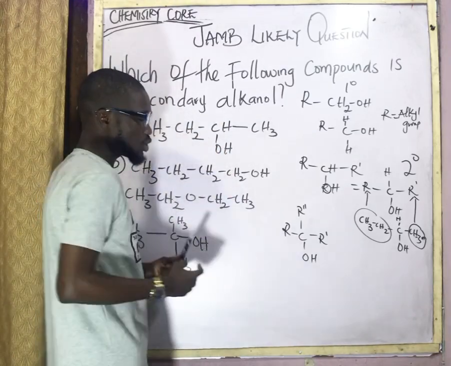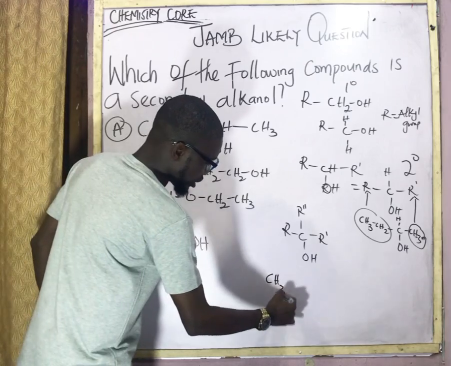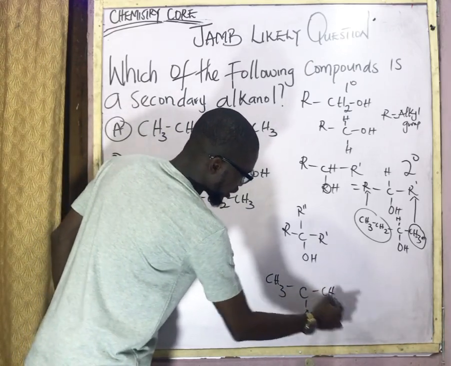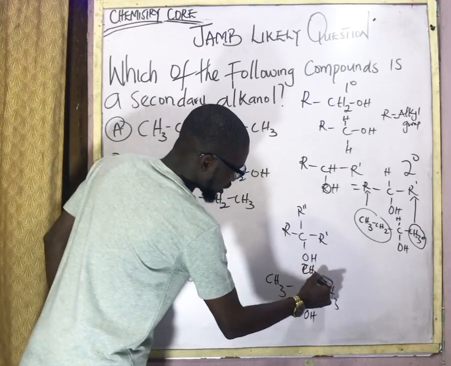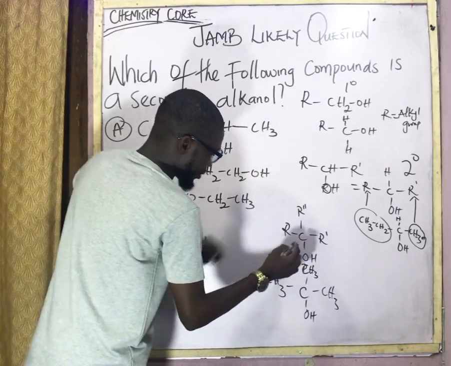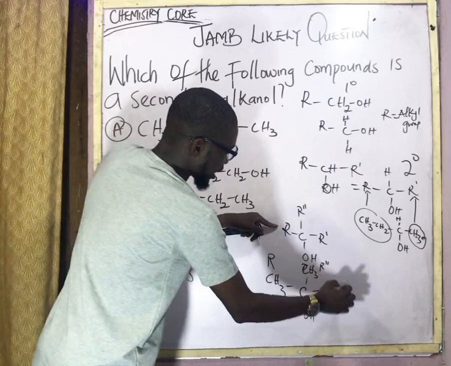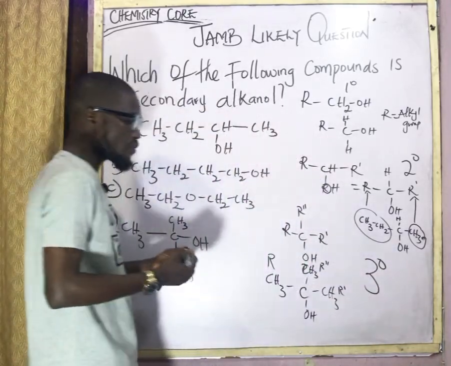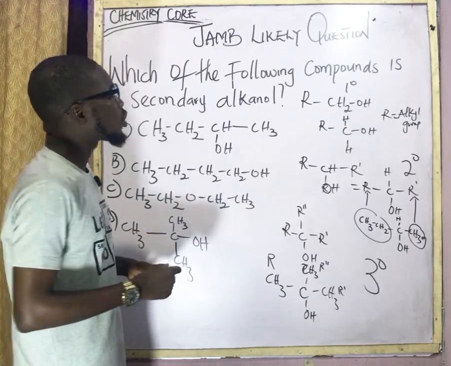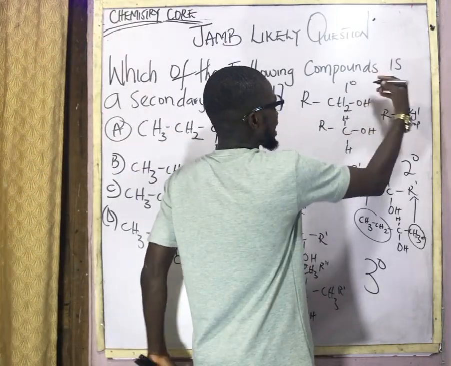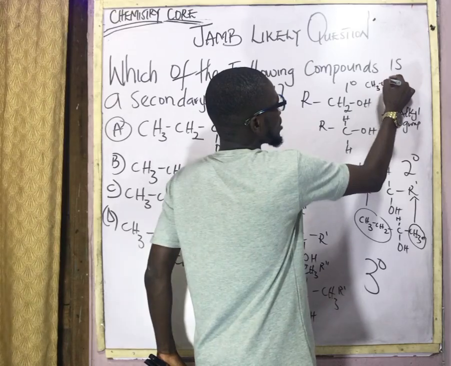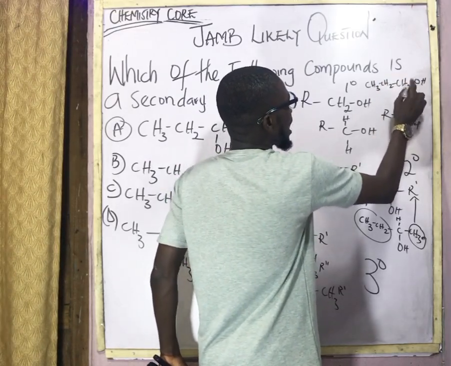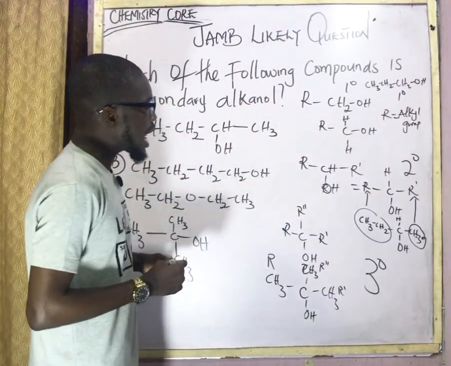Now, how can we show this? If I have CH3, I have OH, I have CH3, I have CH3. So this represents this R here. This represents R prime, and this one represents R prime. This is a good example of a tertiary alcohol. For this, I can say that I have CH3, CH2, CH2OH. This is a good example of a primary alcohol.